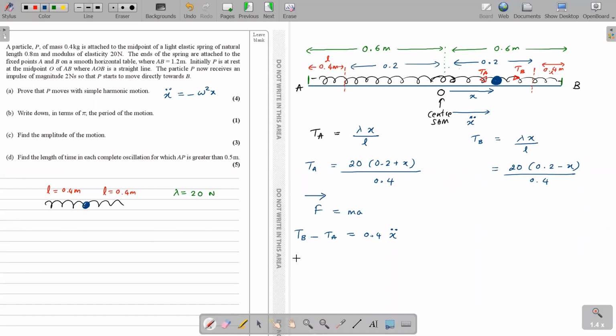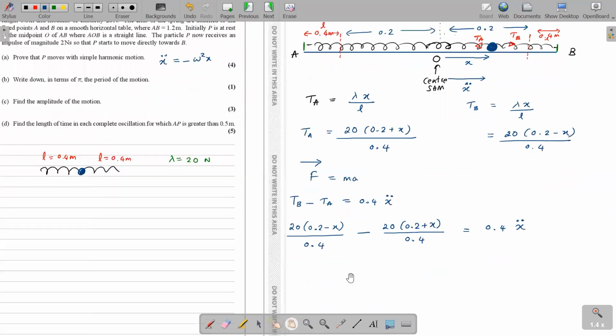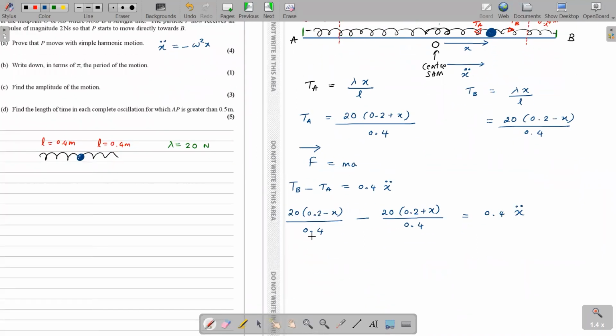Input the value: 20 times (0.2 minus x) over 0.4, minus tension A, which is 20 times (0.2 plus x) over 0.4, equals 0.4 times x double dot. Are you with me? Simplify. 0.4 is a common denominator.